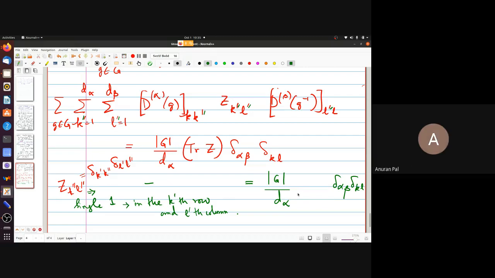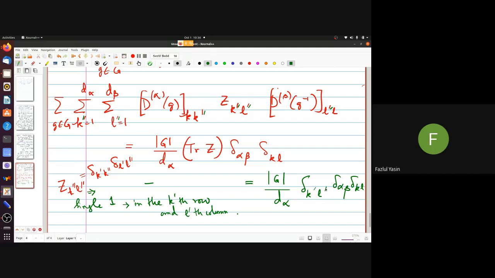So D alpha, right? I'm slightly confused with the indices. Which indices are you confused about? Delta k prime L prime. Right. So can you explain that so that the confusion goes away? I mean, it's the only place where the one is now.